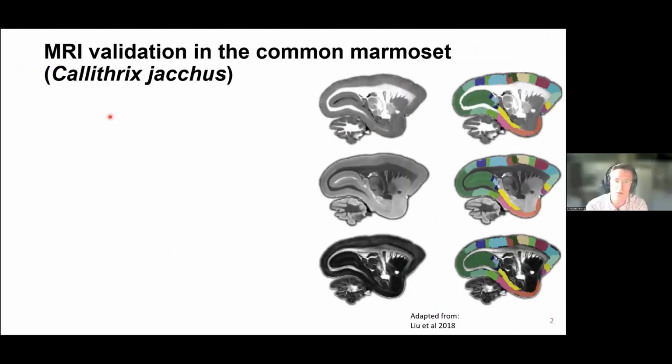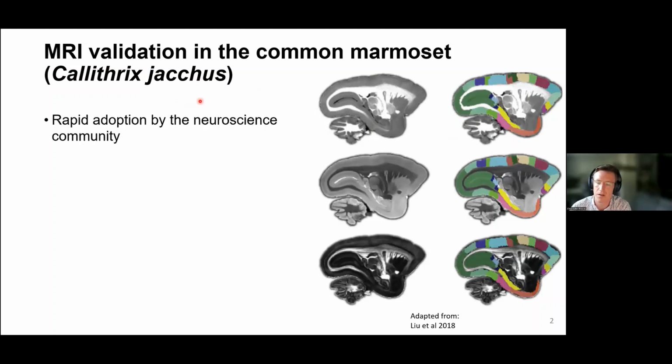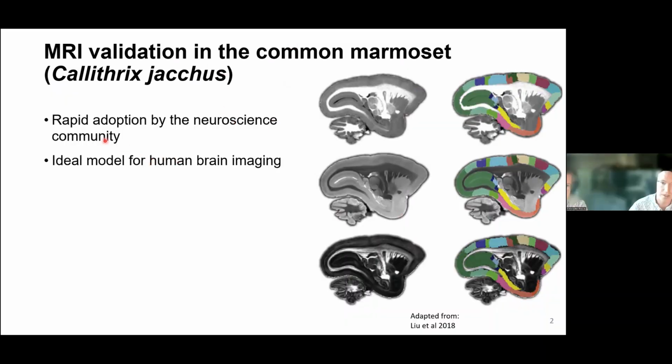We're interested in the common marmoset, and maybe why are we interested in imaging the marmoset? It's being rapidly adopted by the neuroscience community to help us better understand the human brain, helping to translate the information we know from rodent models towards humans. It's an ideal model for human brain imaging as well, because it has similar cortical myeloarchitecture patterns to humans. For me, I'm really interested in intracortical myelin, so that's a big bonus.